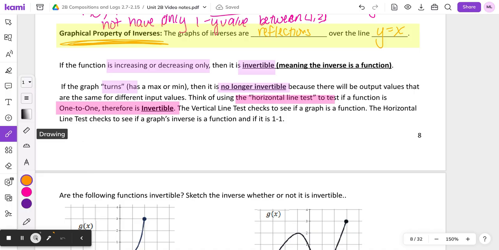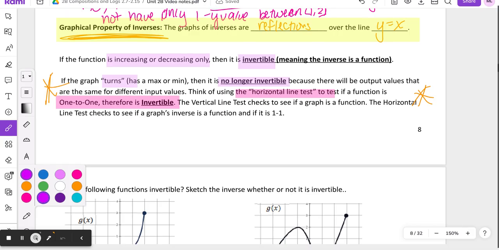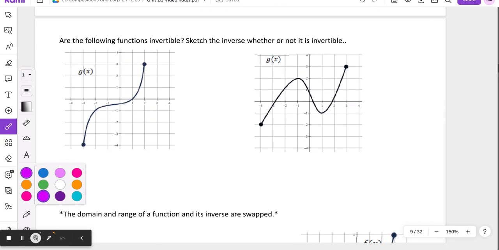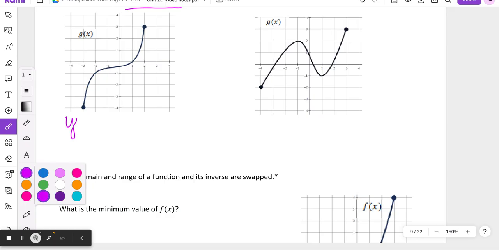Some important information there that you want to make sure you know. So are the following functions invertible? What you would do is visually check to see if it passes the horizontal line test. You cannot use it as a reason, but that is what you think and that's what you do. So here, this would pass the test. So yes, g of x is invertible.